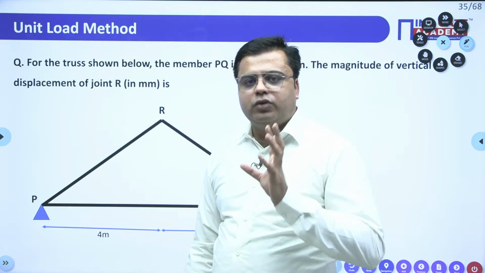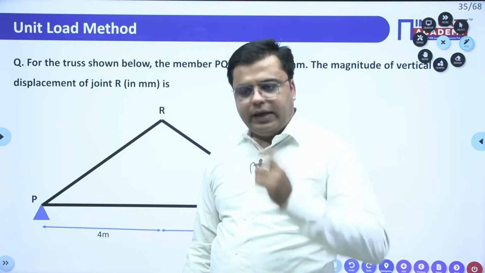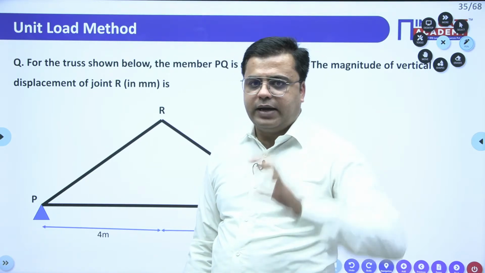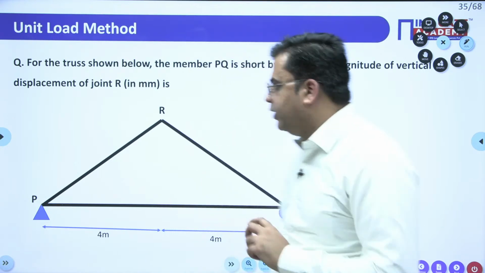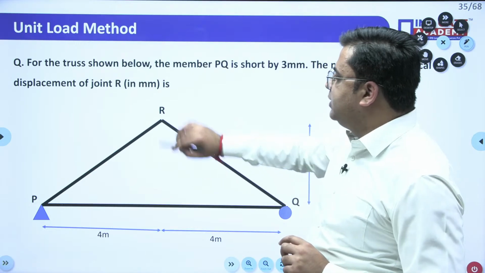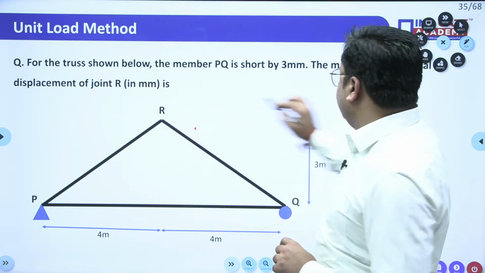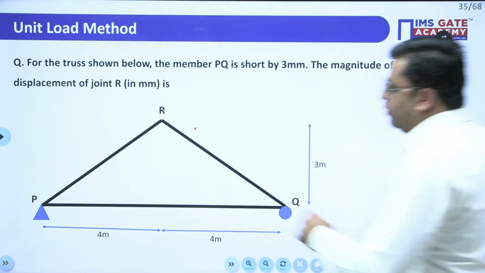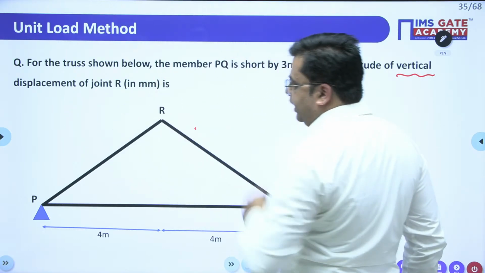Whenever we use the unit load method, you need to apply the unit load in the direction where the displacement is asked, right? For this question, as the displacement asked is at joint R, you need to apply the vertical unit load at joint R.